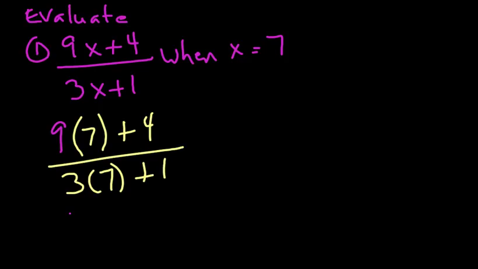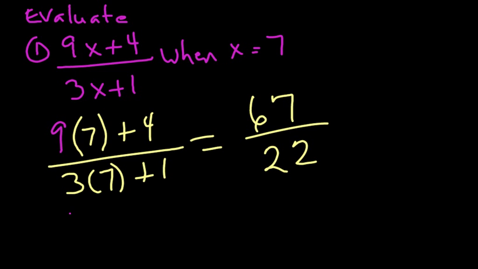Then remember, the fraction bar is a grouping symbol. It groups this separate from this. So do the top. 9 times 7 is 63. 63 plus 4 is 67. So the top is 67. Bottom. 3 times 7 is 21. 21 plus 1 is 22. Okay, 67 over 22.